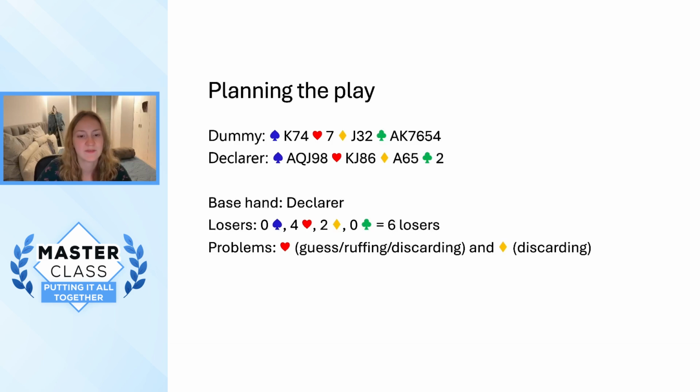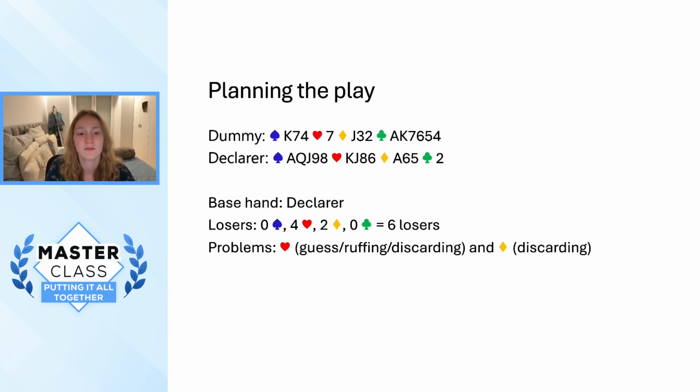Problems that we have. Now notice that the problems that we have are focusing on the suits where we had losers. We're not stressing about clubs and spades because we didn't have any losers there. So the first thing that counting our losers is going to do, apart from giving us an idea of how close we are to our target, is it's going to keep our mind focused on where our problems are.